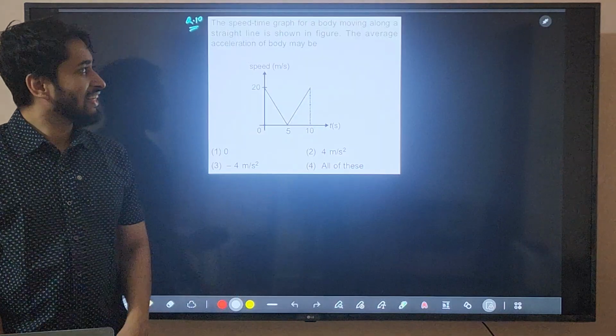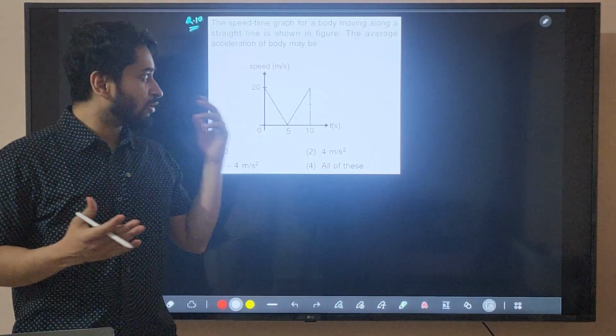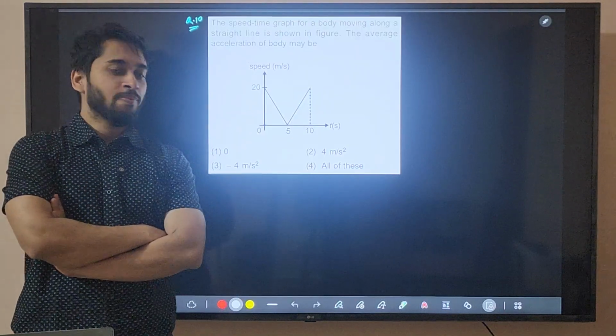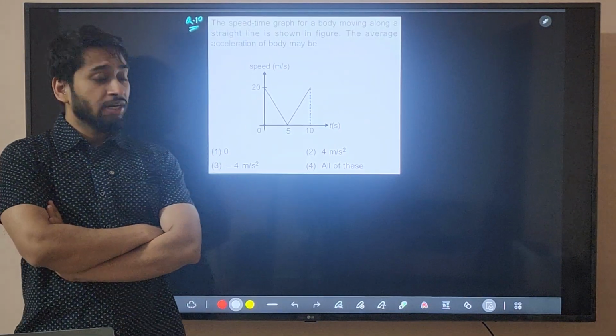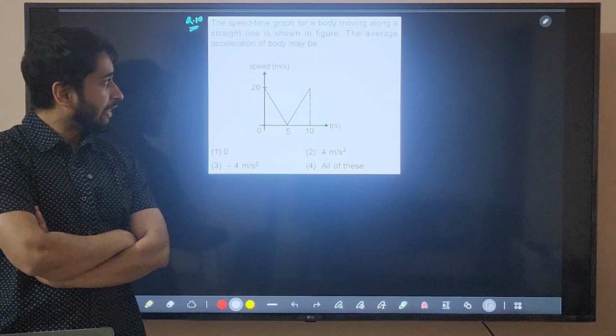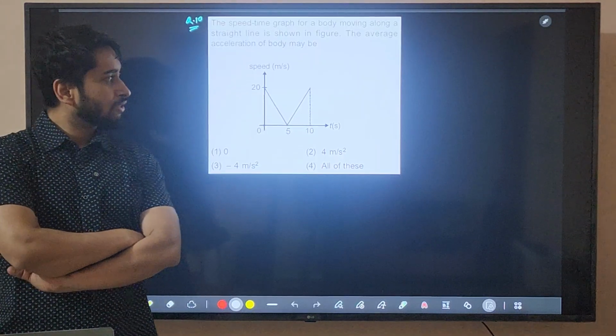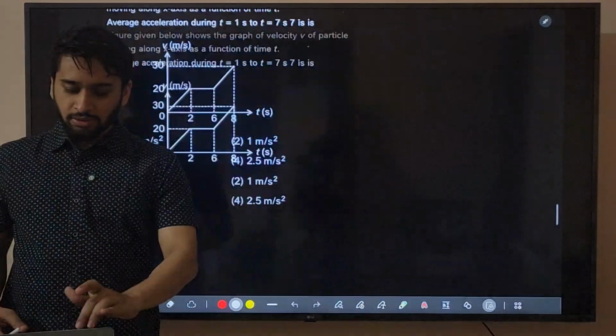Anyhow, let's continue. So in the last class, we were solving questions based on motion in a straight line. We have done a lot of questions, around 9 questions. So this is the 10th question.